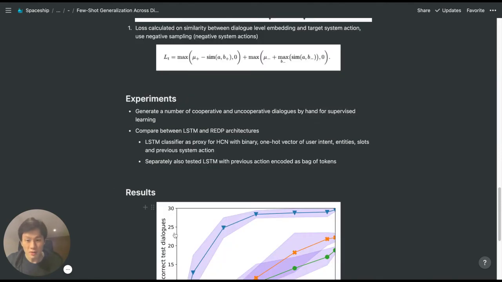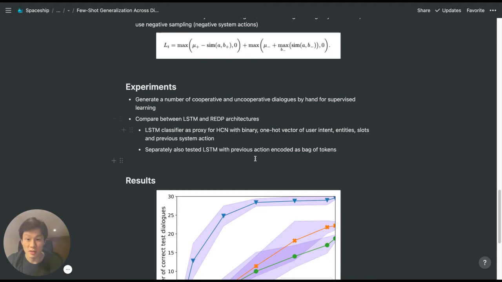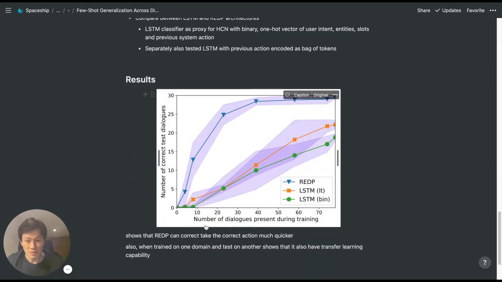So how Rasa went about training is they handcrafted some examples and then compared the baseline LSTM architecture and the REDP architecture. And the result is dramatic. They can see that the REDP can identify the correct actions much quicker, and ignores dialogue that is unrelated to the target system action.